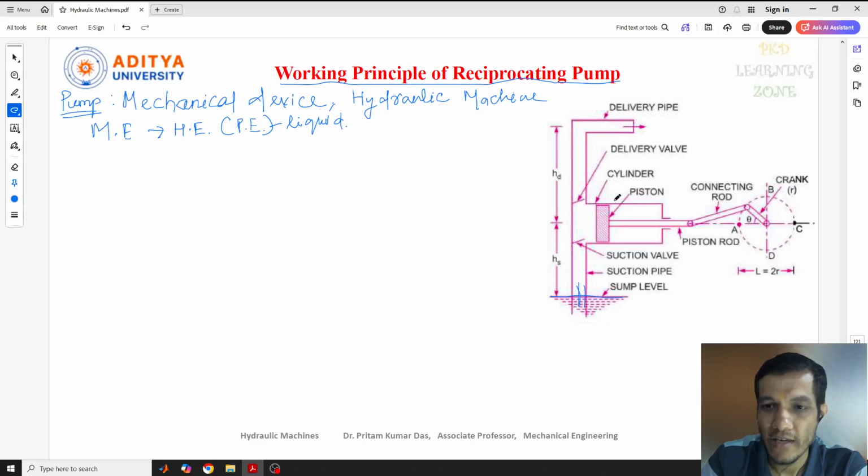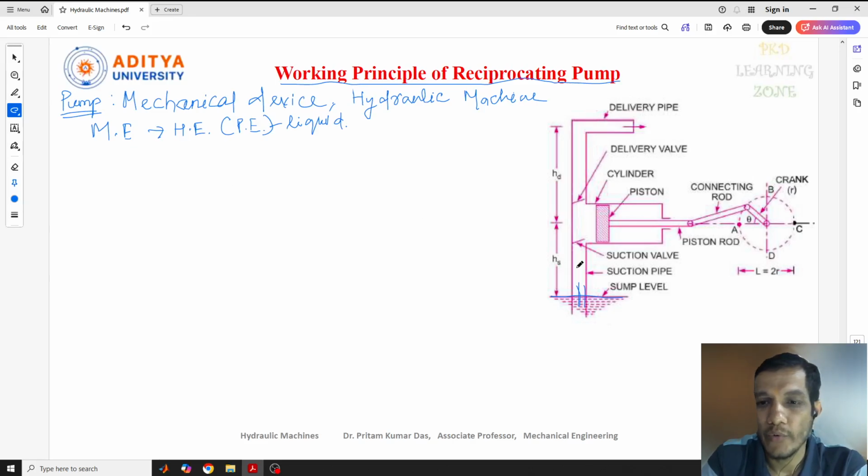In the cylinder you can see the piston and other accessories. The piston moves with a reciprocating motion, meaning it moves in forward and backward directions, and due to that it exerts a force, or creates a thrust, on the liquid, which increases the hydraulic energy. This pump is known as a reciprocating pump because the piston moves forward and backward. I hope you understand.